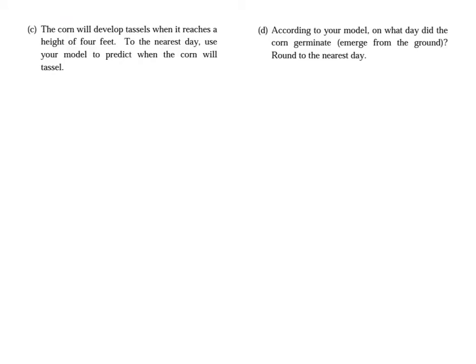Part C. The corn will develop tassels when it reaches a height of 4 feet. To the nearest day, use your model to predict when the corn will grow tassels. Okay, so it will tassel when y equals 4. So I'm just going to set that equation equal to 4.